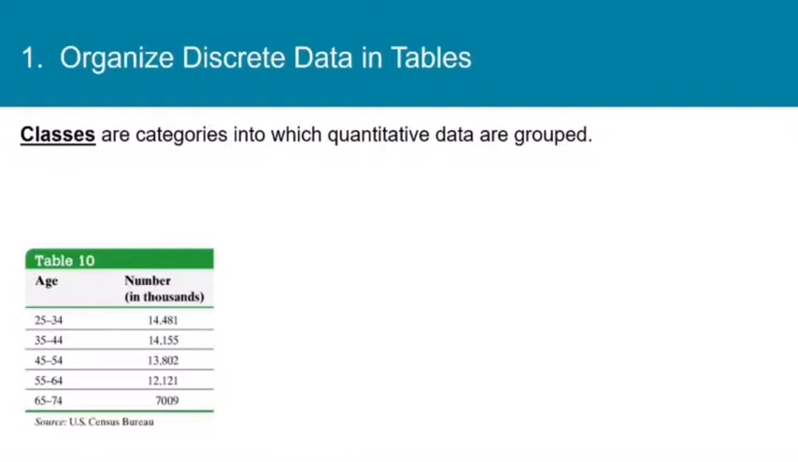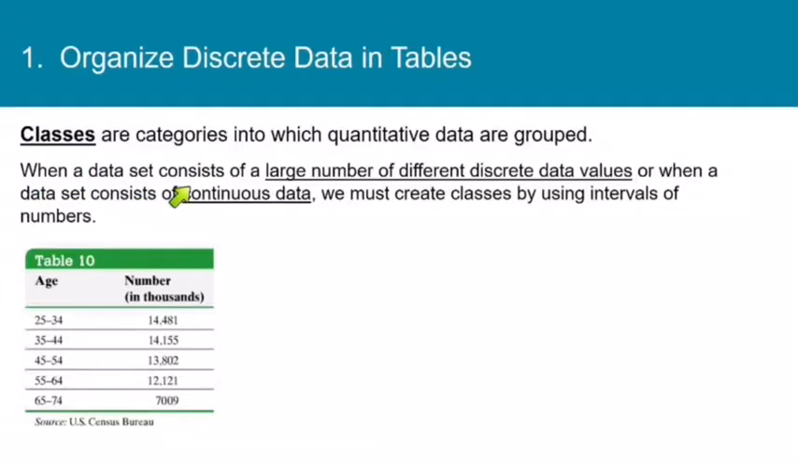Okay, now let's talk about classes that are not just single values. So classes are categories into which quantitative data are grouped. In the last example, again, each class only contained a single value. But when a data set consists of a large number of different discrete data values, or when a data set consists of continuous data, we must create classes using intervals of numbers. So here you see a frequency distribution where the classes are not just a single value.